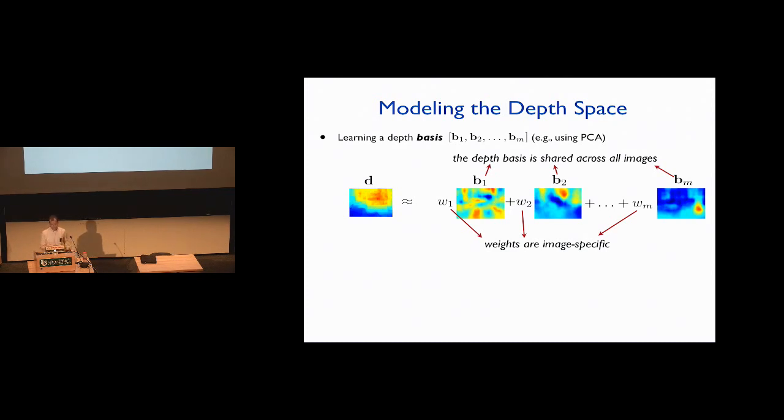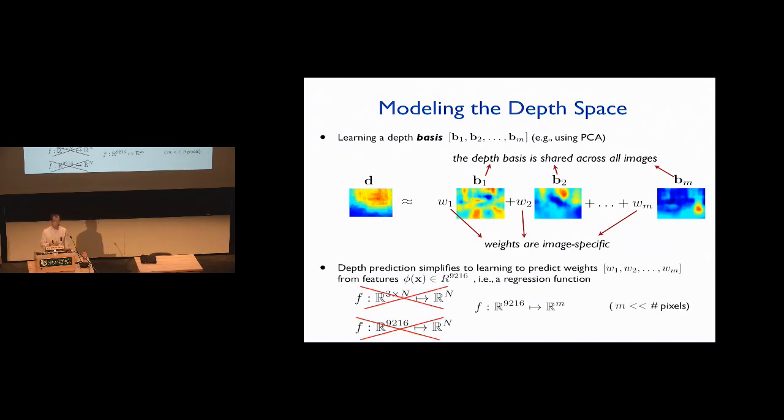Why is this useful? Well, because now, instead of having to predict the depth values of individual pixels, all we need to do is to predict these m numbers, where m is much, much, much smaller than capital N, the number of pixels. In our experiments, we actually set m to 100, and we got very good results with it. So 100, much, much smaller than 1 million, which is the number of pixels. So now we have a manageable regression problem, which we can tackle. We need to learn essentially a regression function from a 9,000 dimensional space to a 100 dimensional space, which is feasible even using the limited RGBD training examples that we have available.